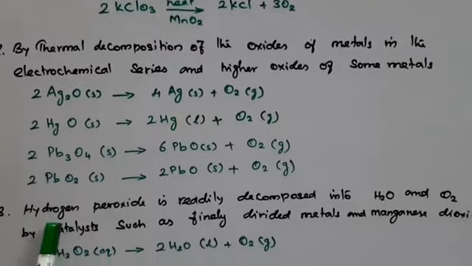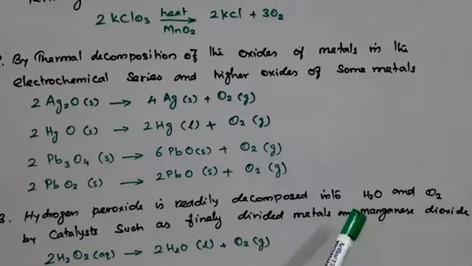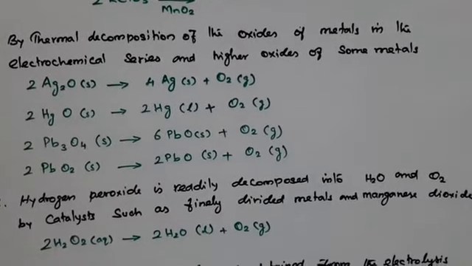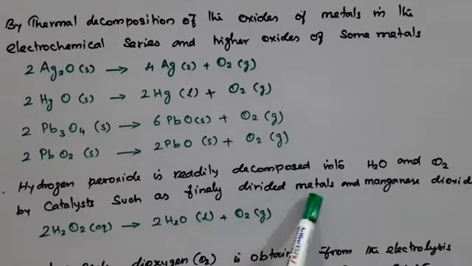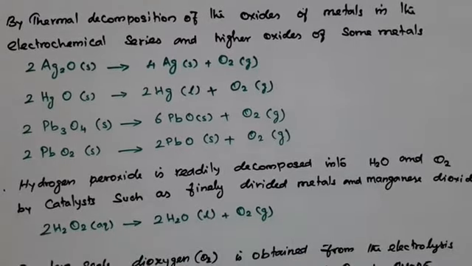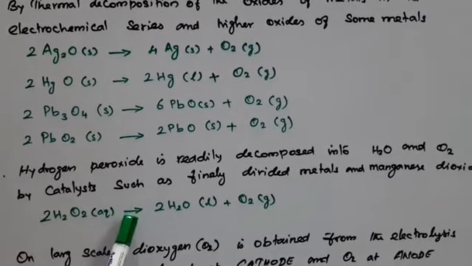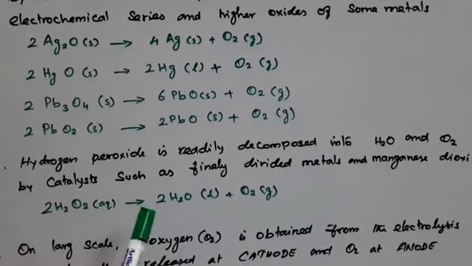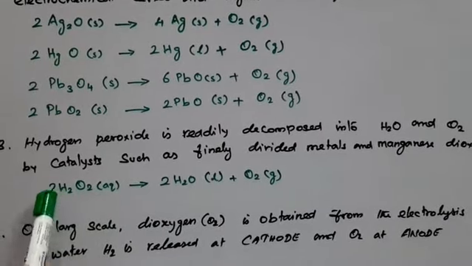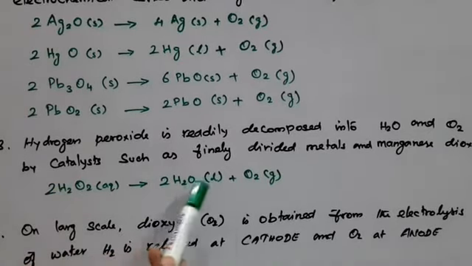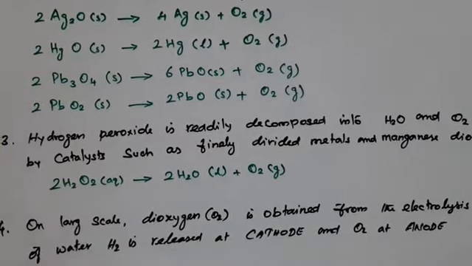And the third method is that hydrogen peroxide is readily decomposed into water as well as dioxygen. In the presence of a suitable catalyst, the catalysts used are finely divided metals like iron, zinc, or else manganese dioxide. Immediately the hydrogen peroxide gives water as well as the dioxygen. So this is for your laboratory preparations.